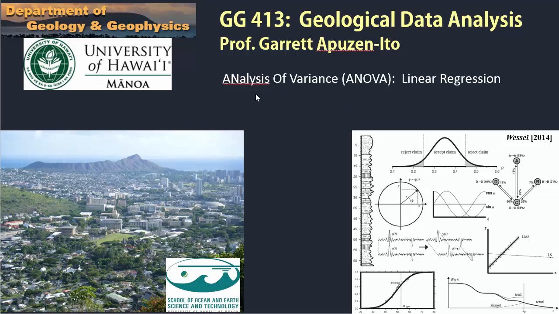This lecture will cover a method called analysis of variance, or ANOVA for short. An analysis of variance is a formal method to both define and quantify the different sources of variances that make up all the variability in your data. And we'll apply this method first to our problem of linear regression.